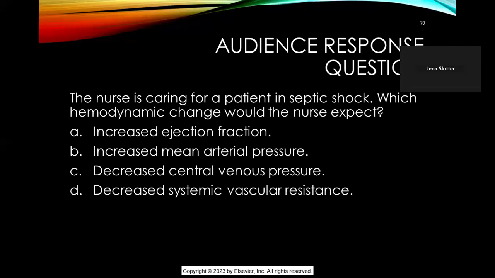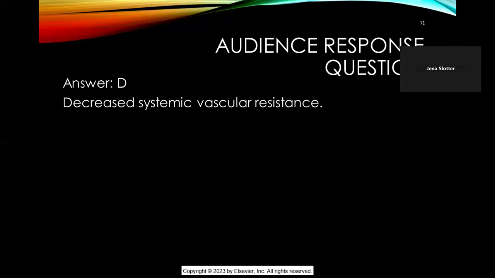So going back to this, patients in septic shock are going to have the decreased vascular resistance, decreased EF, decreased mean arterial pressure, and the decreased central venous pressure, the preload, you're going to have more often in the hypovolemic or obstructive shock. Okay, I'm going to give my voice a break and then we'll talk about SIRS and MODS.